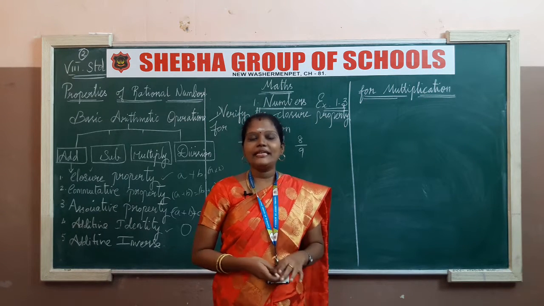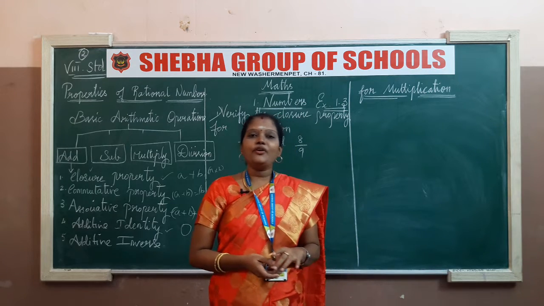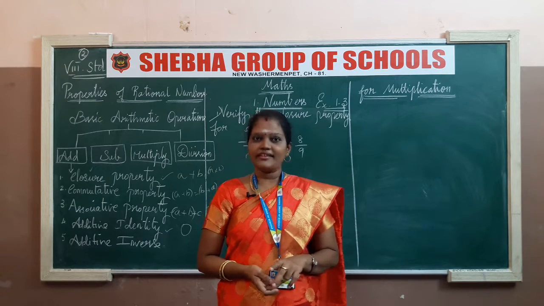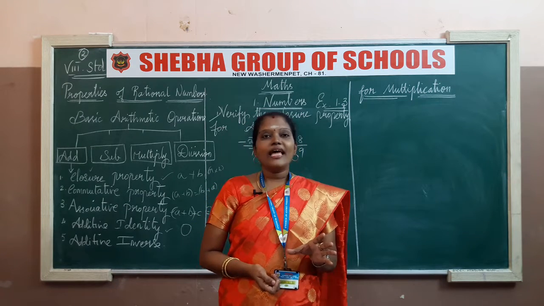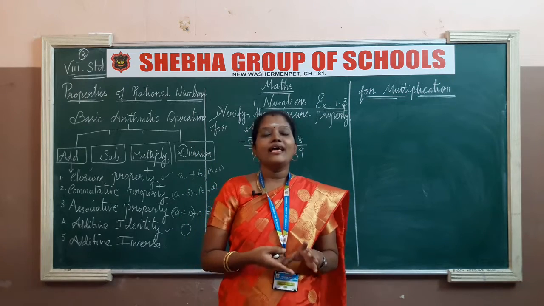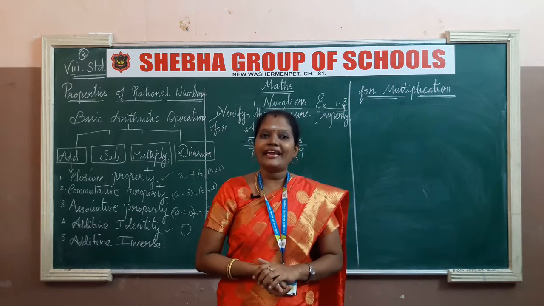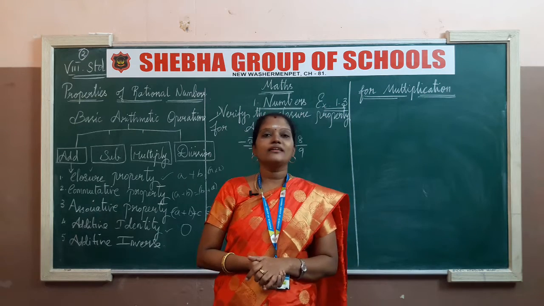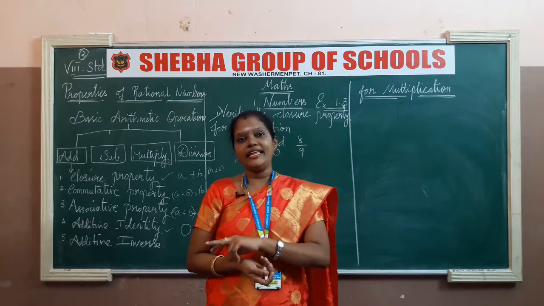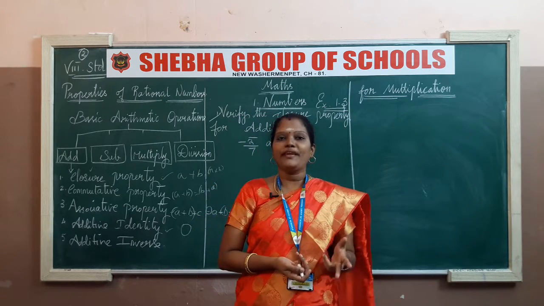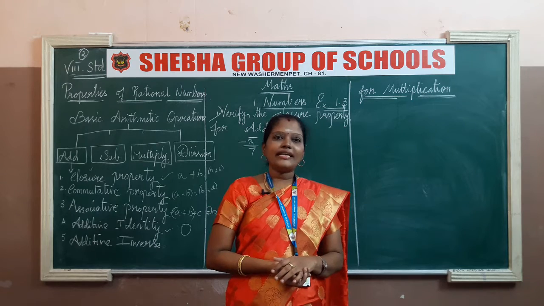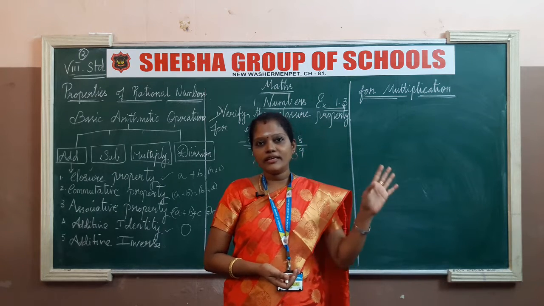Our chapter is numbers. Yes children, in your previous class itself you studied about rational numbers, isn't it? What are rational numbers, how to convert rational numbers into decimal numbers, and how to draw a number line with the help of rational numbers. By using rational numbers, how to find ascending and descending order and equivalent fractions. So these topics we discussed in our previous class itself. Clear? I hope everyone understood all the topics.